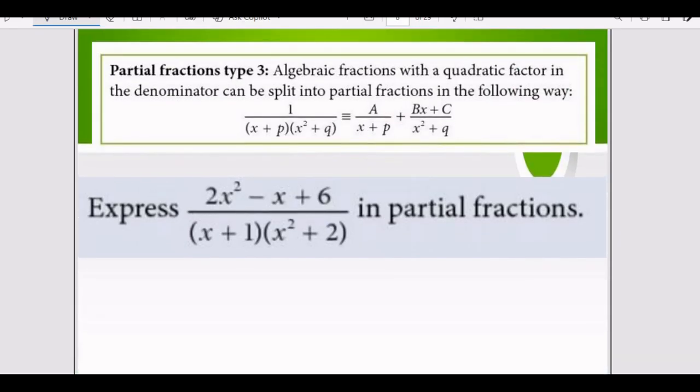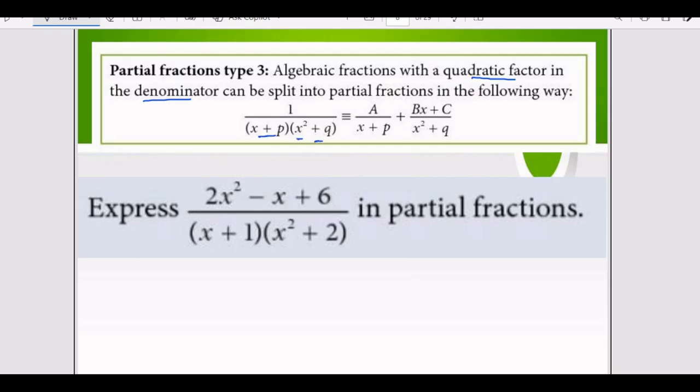Now let's move to the next one. We have partial fractions of type 3. So what is this third type of partial fraction? You will find a quadratic factor in the denominator that can be split in the following way. So actually this is linear and this is quadratic.